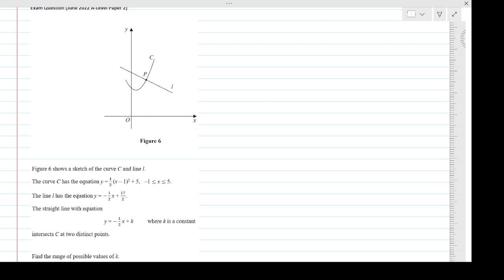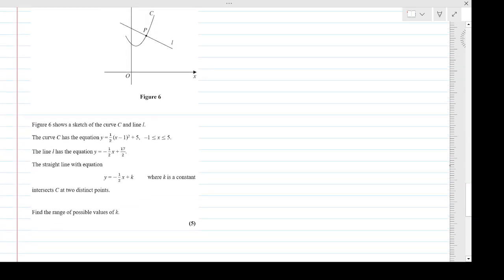So we are given a graph. We're given a curve, and we're given a line, L, and it intersects at this point P. It doesn't actually matter what P is, that's for the earlier part of the question, but it's a sketch of a curve and the line. The curve C we're given as this equation. Hopefully you recognise that's a quadratic. It's also in completed square form. So we have this quadratic, and actually that's telling us this time it's only between certain values of x.